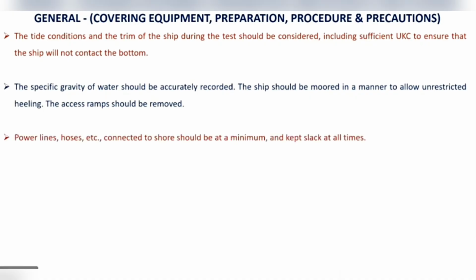Power lines, hoses, etc. connected to shore should be minimum and should be kept slack to avoid any risk of them parting. The ship should be as upright as possible with the inclining weights in the initial position. The ship should be as upright as possible.